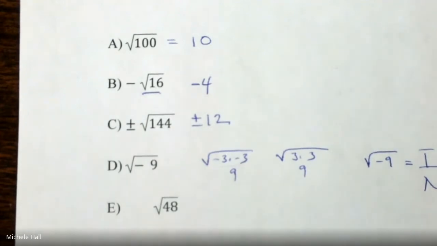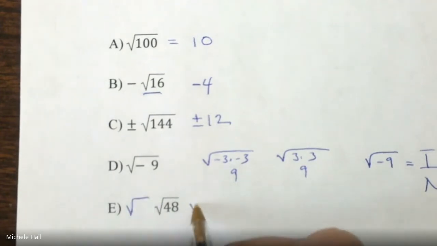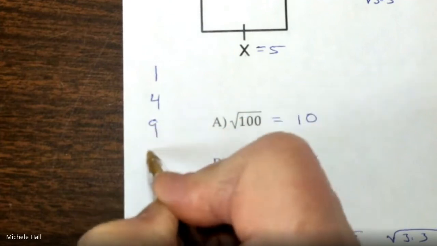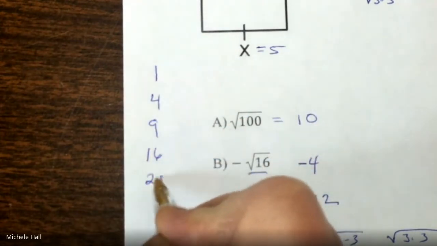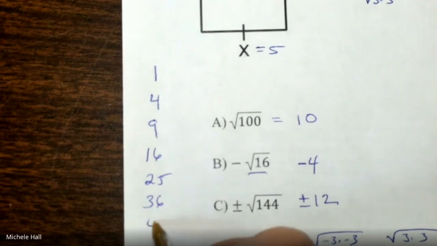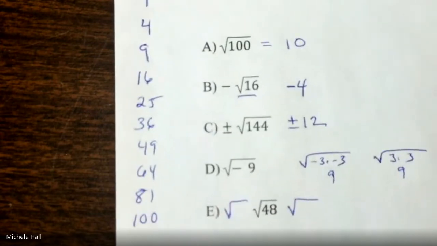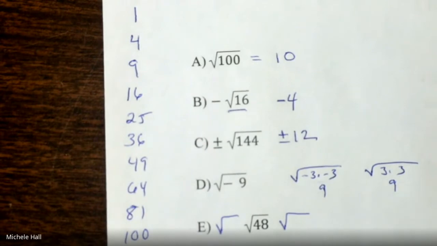So the technique for guesstimating, estimating, would be to find the perfect square before and after 48. Let's list our perfect squares. 1. What's the next one? 4. Keep going. One more. All right, so there's my perfect squares. Those are perfect. 1 times 1, 2 times 2, 3 times 3, 4 times 4, and so on, a perfect square. So I'm looking for what's the perfect square before 48, what's the perfect square after 48?